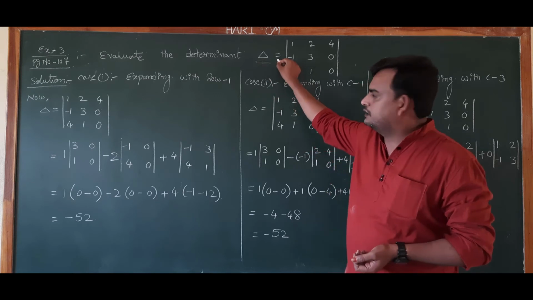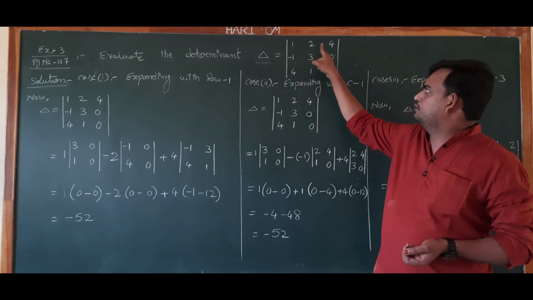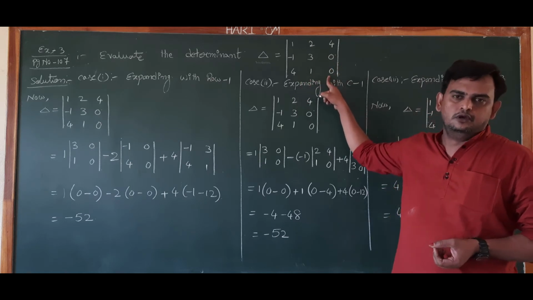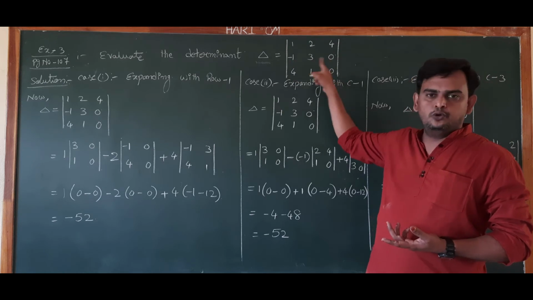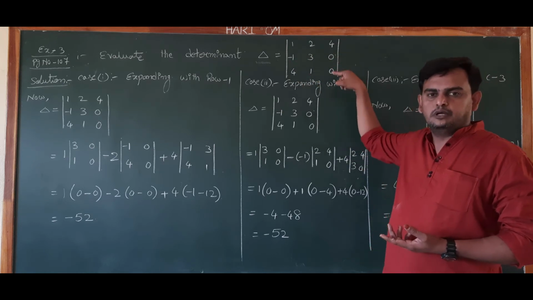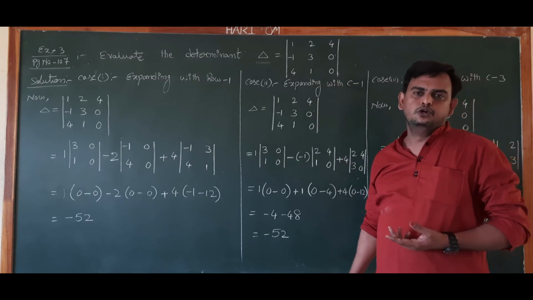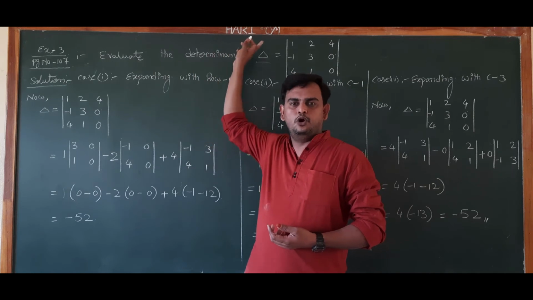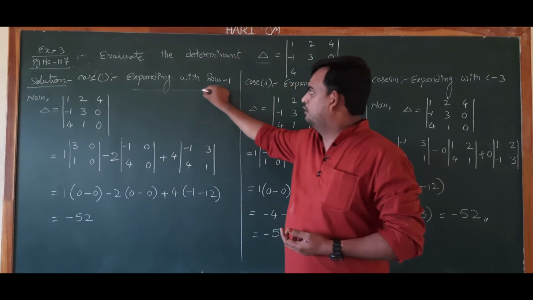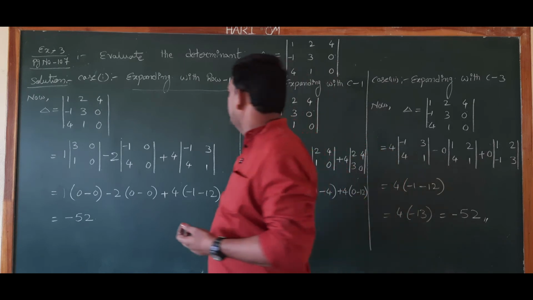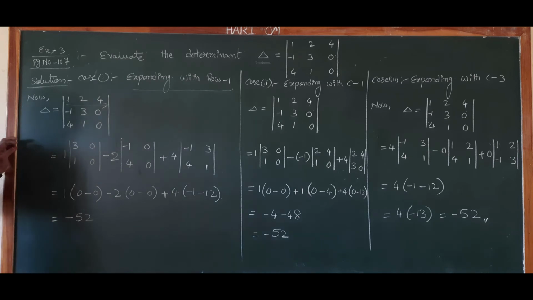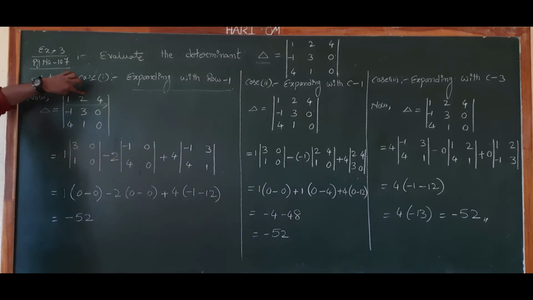So delta is equal to det of 1 2 4, minus 1 3 0, 4 1 0. We have 3 rows and 3 columns. We can find the determinant using row 1, row 2, row 3 or column 1, column 2, column 3. Any row or any column can be chosen to find the determinant. Here in case 1, I am finding the determinant by using row 1, that is, expanding with row 1. Now let us see how to expand. Choosing the first row elements 1, 2, 4.